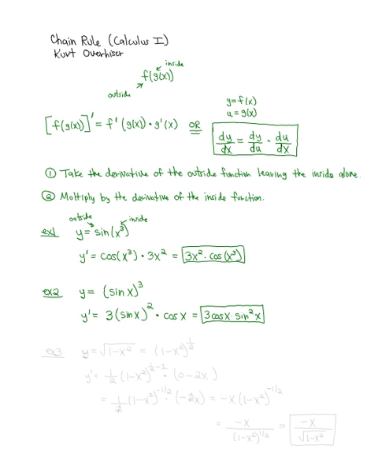Okay, let's go on to another example. Example 3. We could use, let's see, let's look at a semicircle. y equals the square root of 1 minus x squared.